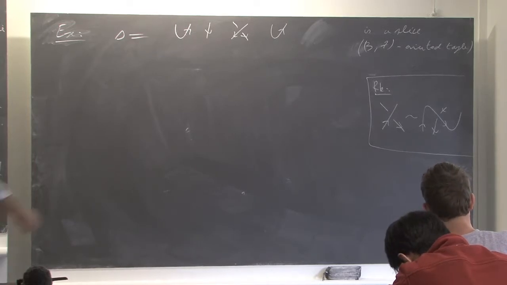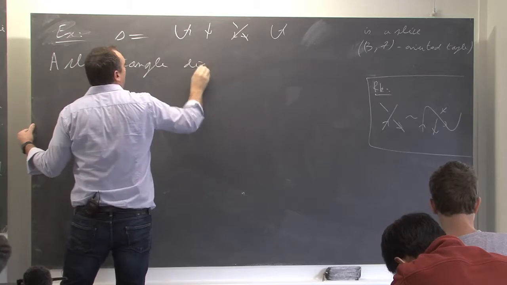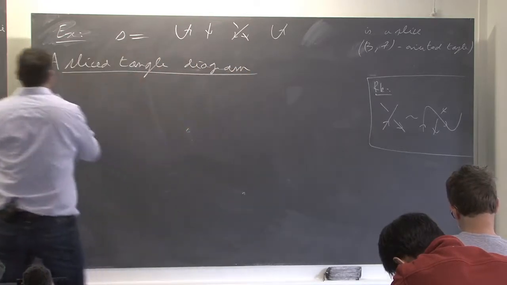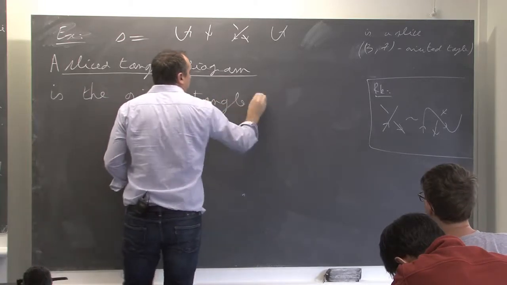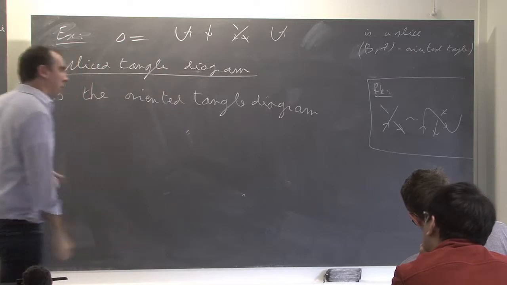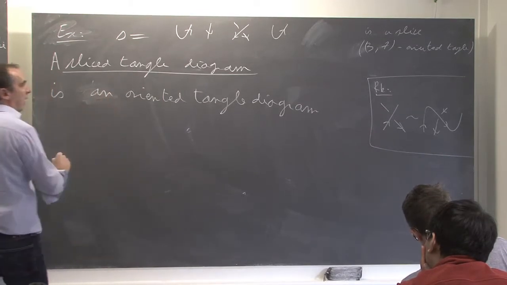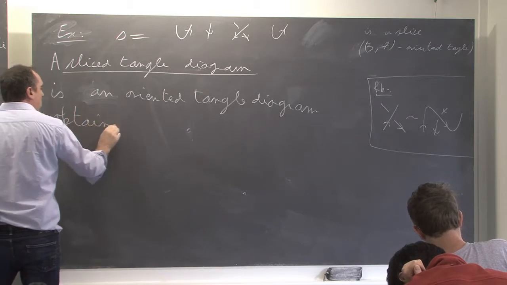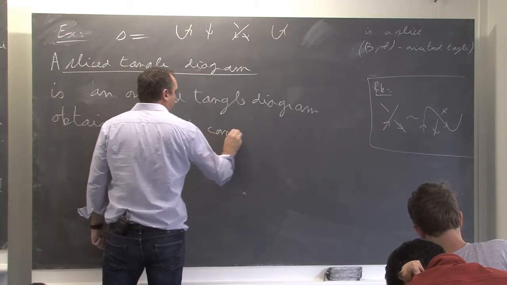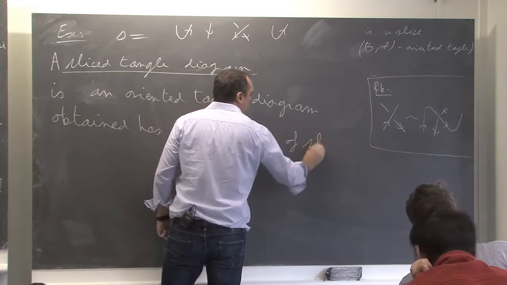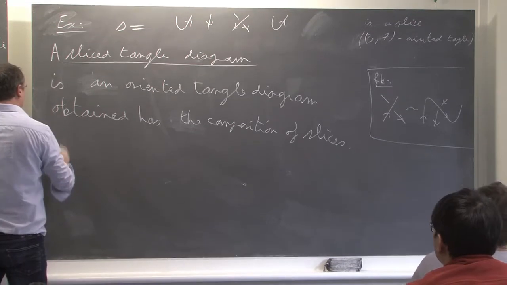So now, a sliced tangle diagram is what? It is an oriented tangle diagram, let's say an oriented tangle diagram obtained as the composition of slices. And maybe there is the following property.